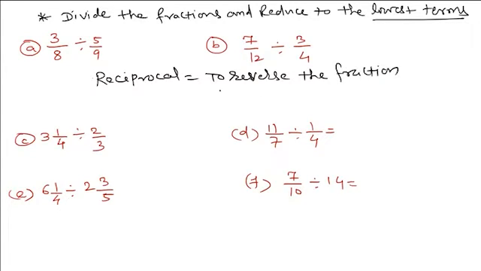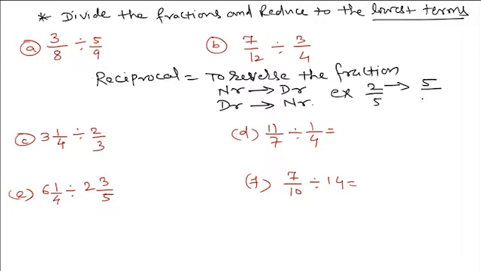What is reversing the fraction? Numerator changes to denominator, denominator changes to numerator. Example: 2 by 5. So here reverse 5 and 2, 5 goes here and 2 goes here. Look here. So in this way, this is called the reciprocal of the fraction. Just reverse it. I hope all of you understand it. What do you mean by the reciprocal?